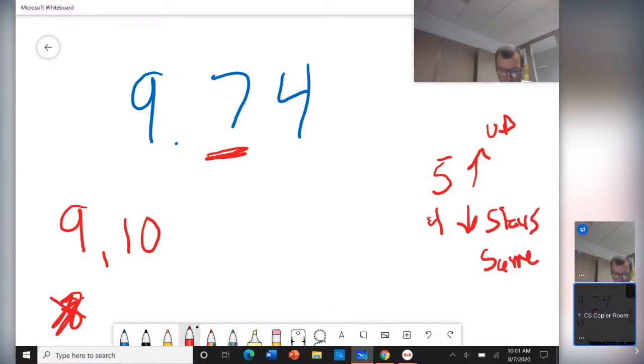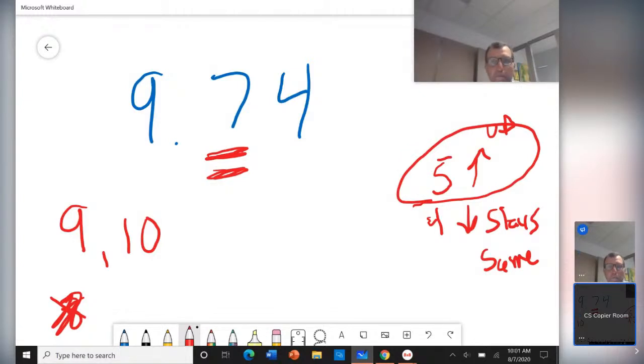So we look at this number right here, the 7. It fits this criteria. It's 5 or up. So we round to the nearest dollar or whole number. We're going to round this up to 10, because the 7 is bigger than 5, and that tells us we round up. If this is money, you'd round it to either $9 or $10, and since 74 cents is bigger than 50, it's going to round up to 10. So that's that one.